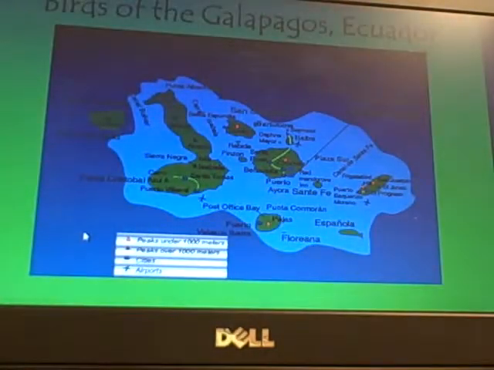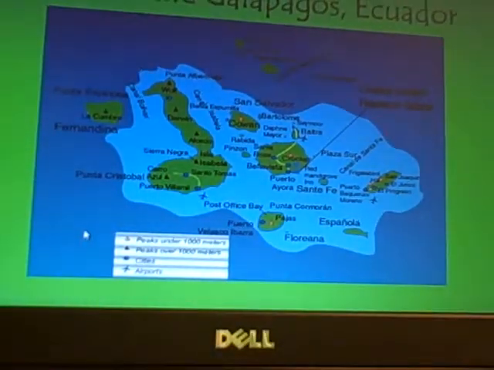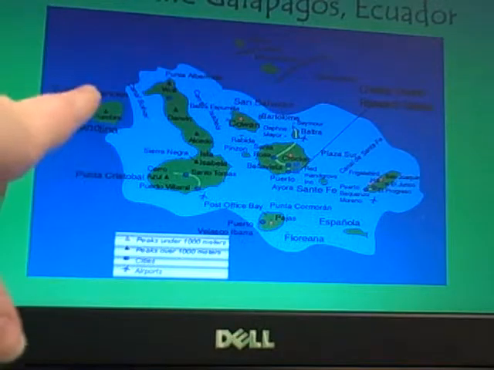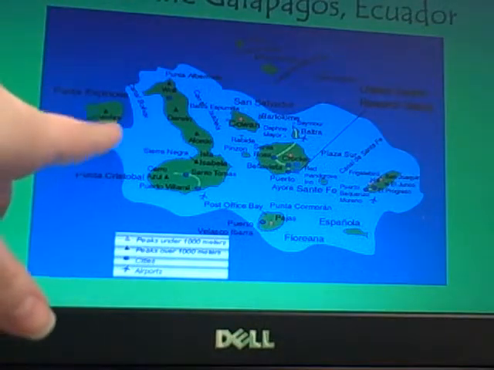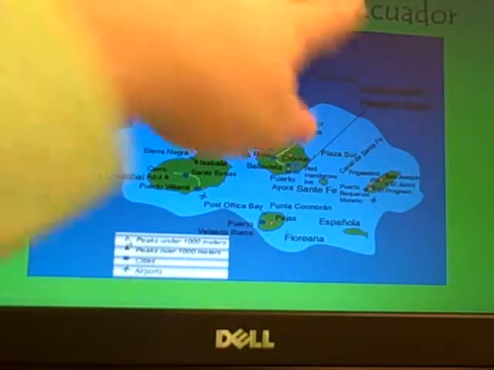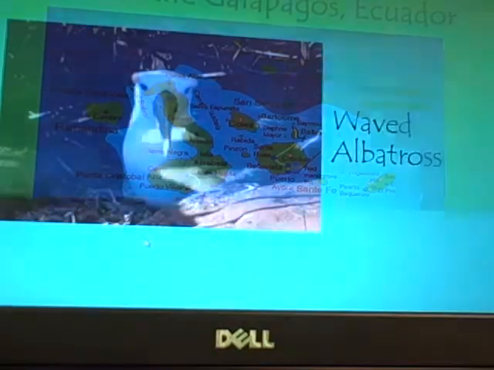All right, so this is the Galapagos Islands. I had the opportunity to visit a couple years ago, but we're off the coast of Ecuador. So just to give you a little geographical benchmark, Ecuador means equator, so we are just off the equator.